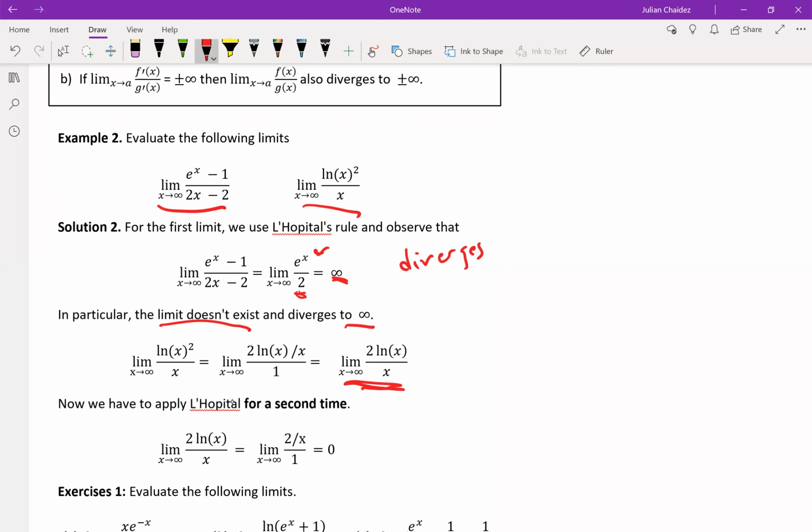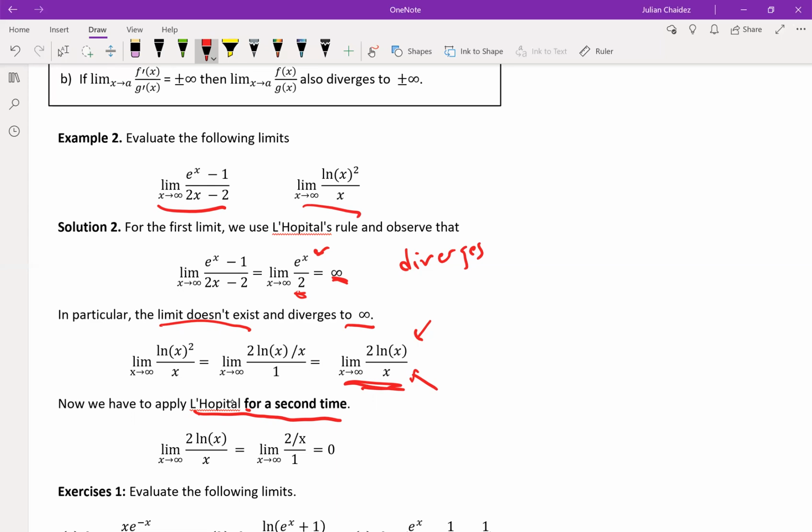And here I'm again in a situation where as x goes to infinity, the top and the bottom both go to infinity. So what I should do here is apply L'Hopital for a second time, to this expression which I got by applying L'Hopital once already. If I apply L'Hopital to this, I differentiate the top and the bottom. I get 2 over x divided by 1.